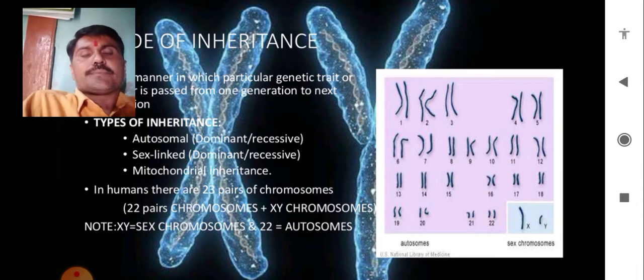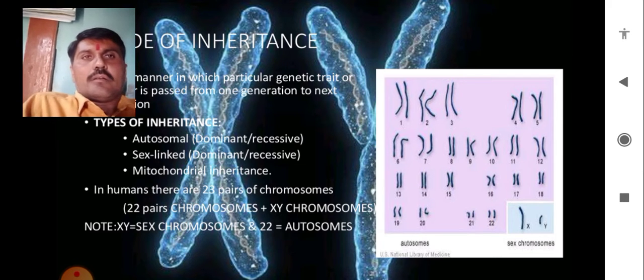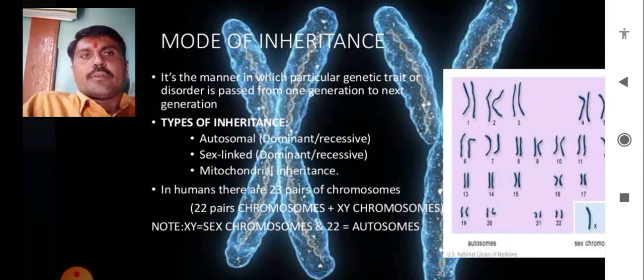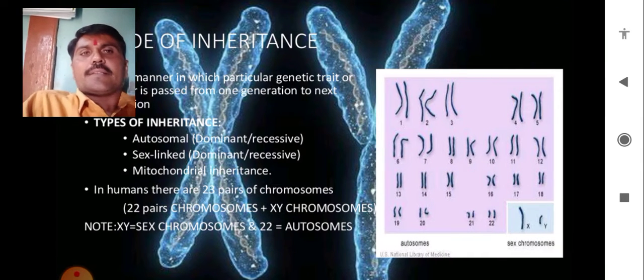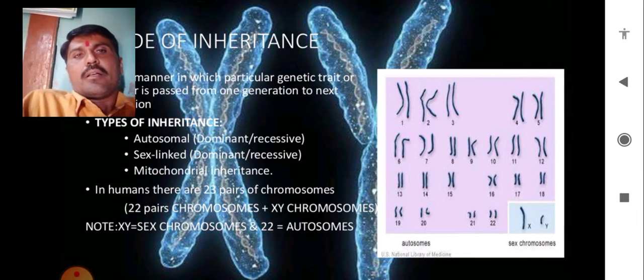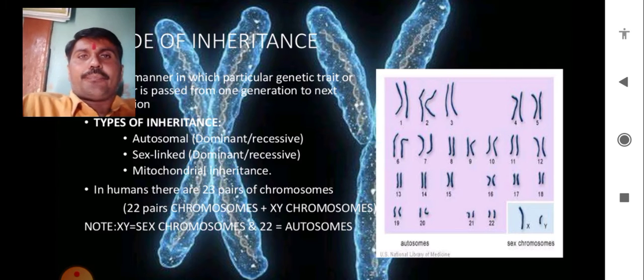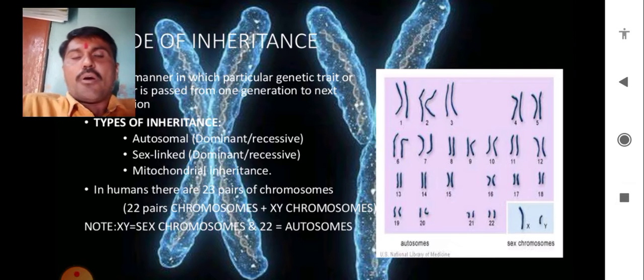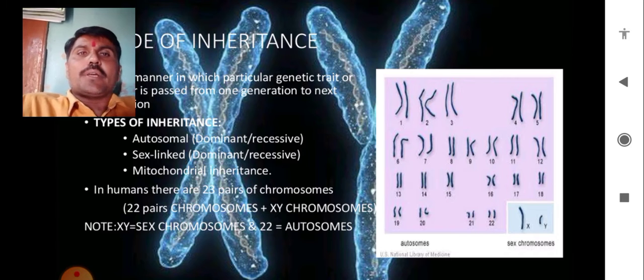Well, friends, while discussing the human chromosome pattern, we see that inheritance pattern. What is the inheritance pattern? It is a manner in which a particular genetic character or genetic disorder is passed from one generation to the another one.